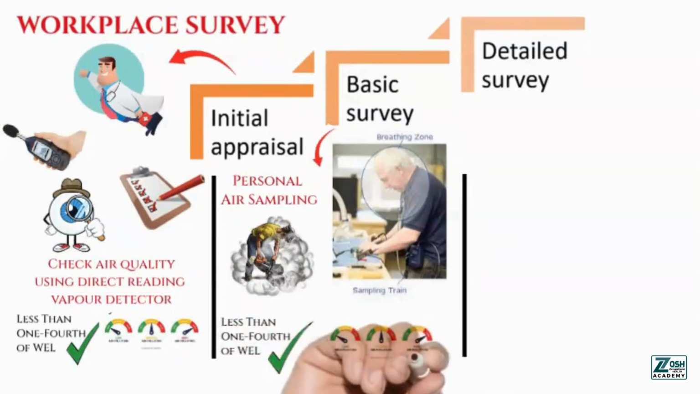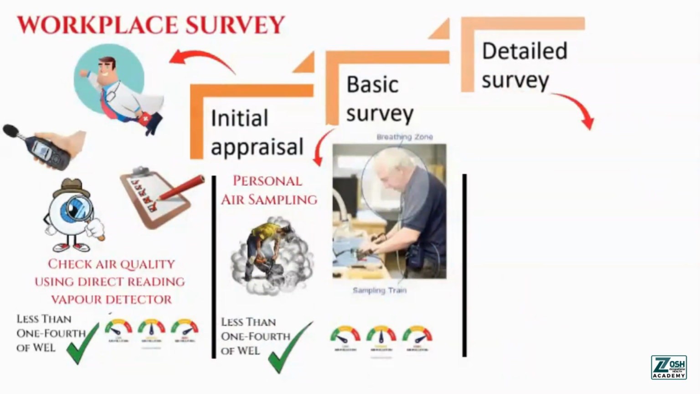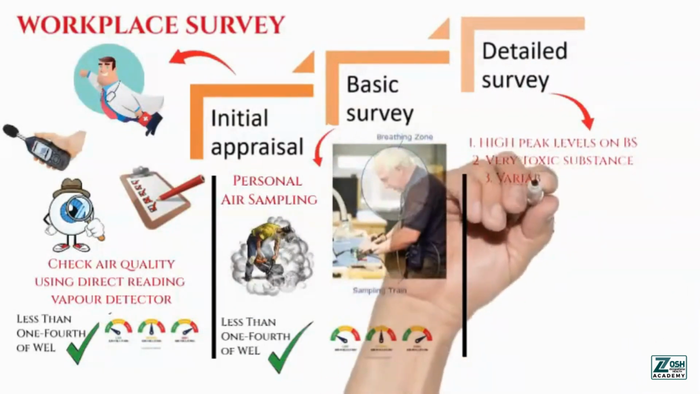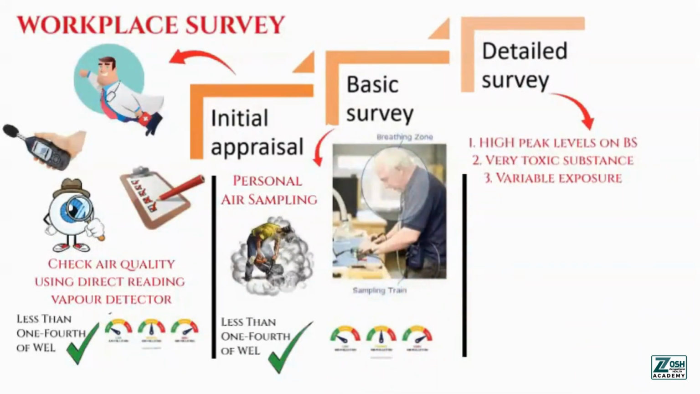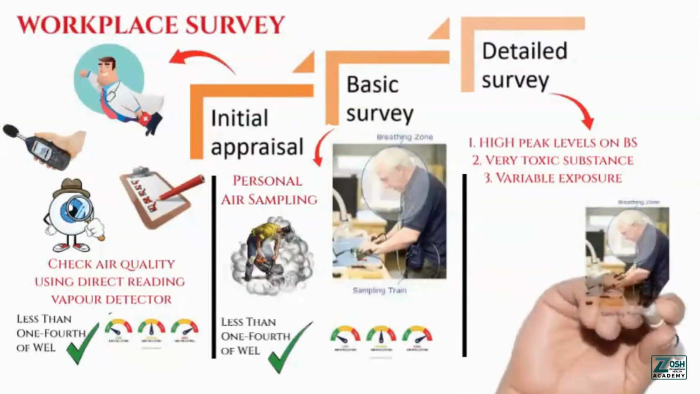However, a detailed survey is indicated in one of three conditions. Number 1, if basic survey results are high, or number 2, if the substance handled is very toxic, or number 3, if exposure is variable. For example, many workers are exposed on different tasks.